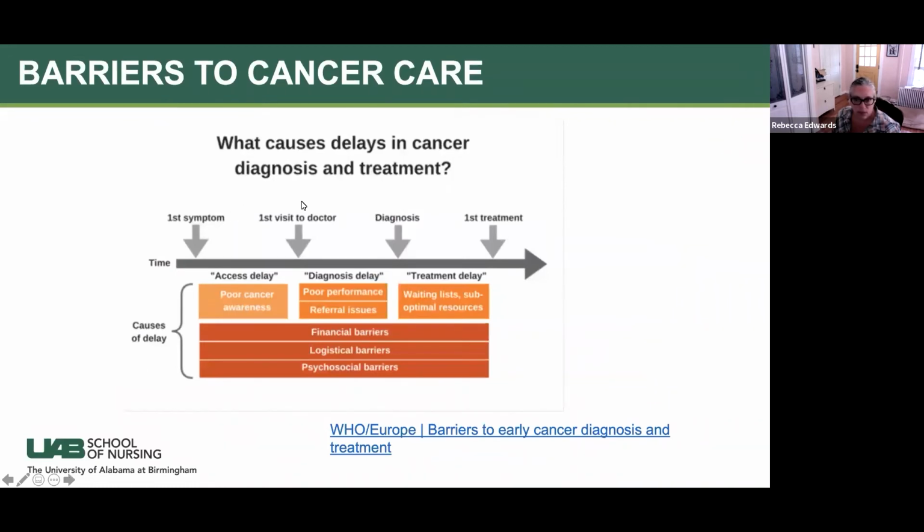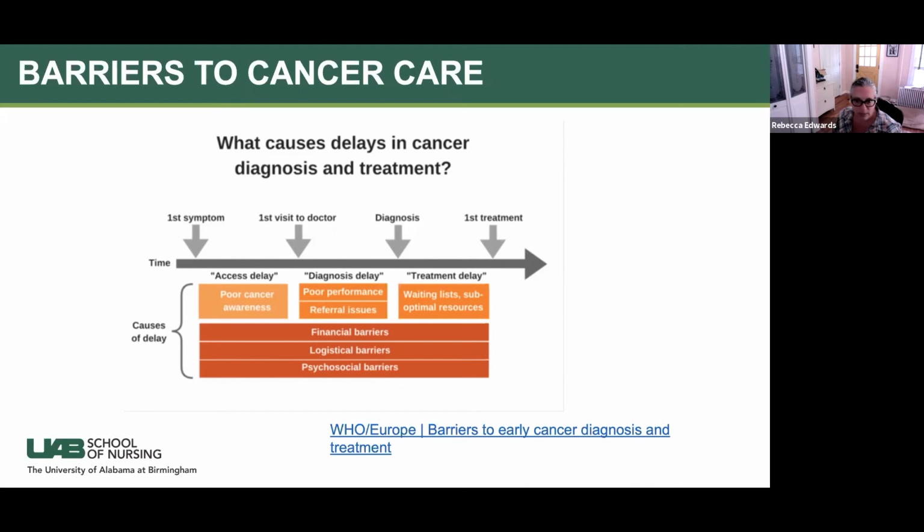So what causes delays in cancer diagnosis and treatment? And I know this can be a substantial problem in low resource settings. So if a person has a first symptom or there's some sort of perception or idea that they have a potential cancer, their first visit to the doctor can be very delayed. Their diagnosis can be delayed. It may be that they've made it to the physician's office and they can't get a biopsy, or they get the biopsy, but the pathology takes a long, long time to come back. And then once that diagnosis is confirmed, when they get their first treatment may also be delayed.